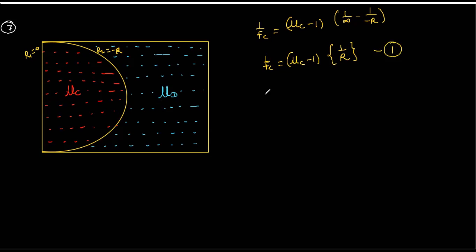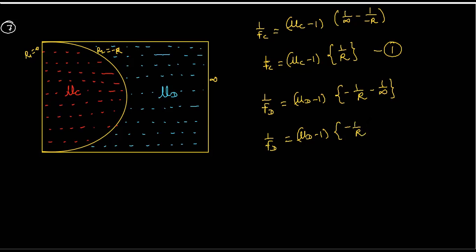Next, for this D part, 1 by Fd is equal to (mu d minus 1) into bracket minus 1 by R minus 1 by infinity, because for this already it is minus R and for this again it is infinity. So therefore 1 by Fd is equal to (mu d minus 1) into bracket minus 1 by R. So this is your equation number 2.